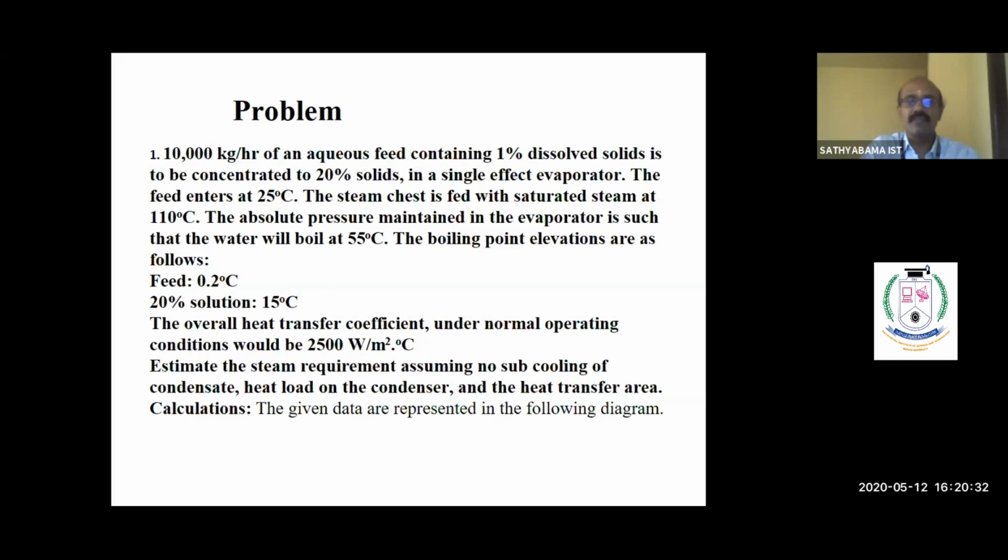The feed temperature is given and the steam chest is supplied at 110 degrees centigrade. The absolute pressure maintained in the evaporator to determine the TL value is 55 degrees centigrade. The boiling point elevations are given. That is, for the liquor, it is 15 degrees centigrade, and for the feed, it is 0.2 degrees centigrade. We have to consider the liquor BPE only.